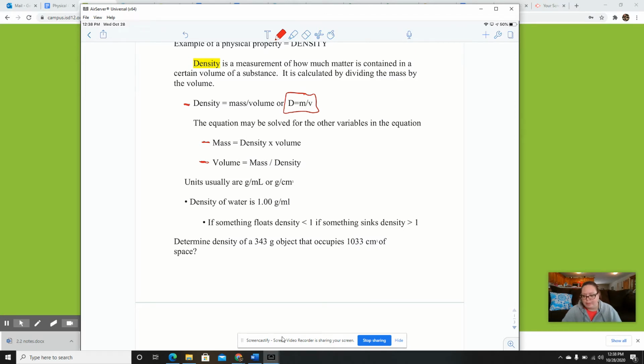Units are usually grams per milliliter or grams per centimeter cubed. Point of note, water's density is always 1.00 grams per milliliter. If something floats, density is less than 1. And if something sinks, the density is greater than 1. So just by putting something in water, you can get an idea of its density just by seeing if it sinks or if it floats.